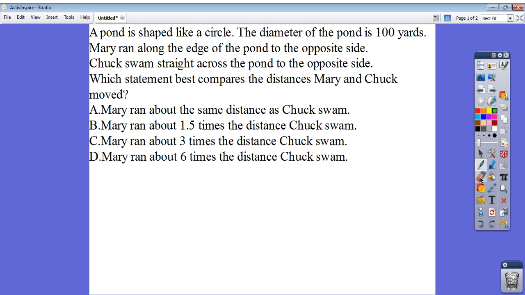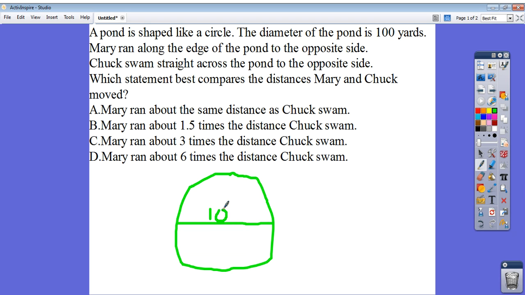A pond is shaped like a circle. I heard a shape described. The very first thing I should do is draw it. That's an ugly circle, but it doesn't matter. The diameter of the pond is 100 yards. I know that diameter means all the way across my circle. So I'm going to label that.